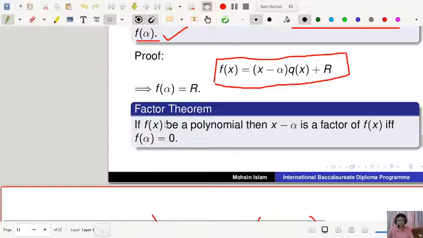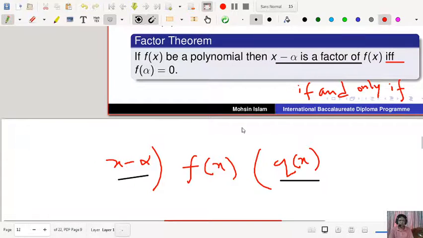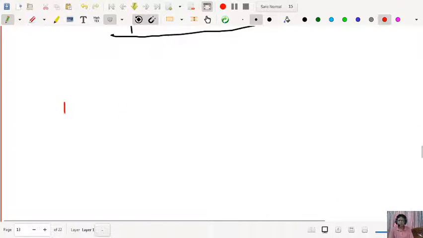And what is the factor theorem? If f(x) is a polynomial, then x minus alpha is a factor of f(x) if and only if f(alpha) is equal to 0. This is written as if and only if, that is the necessary and sufficient condition. What do you mean by that?